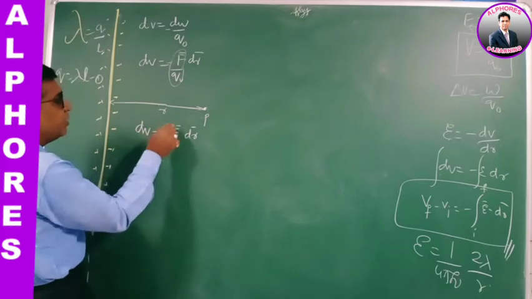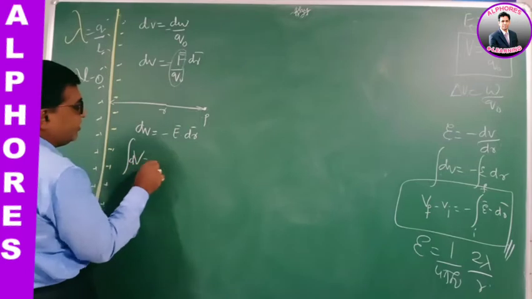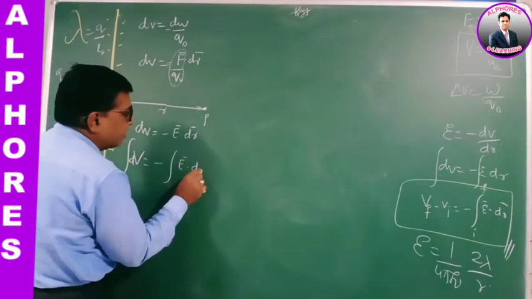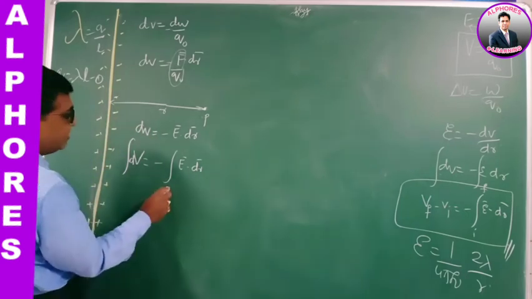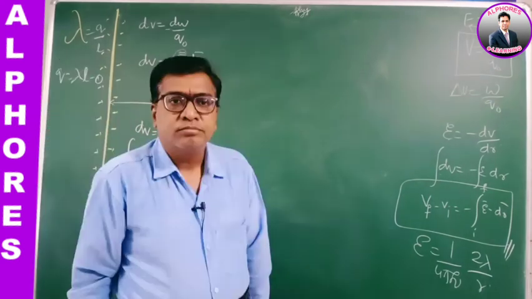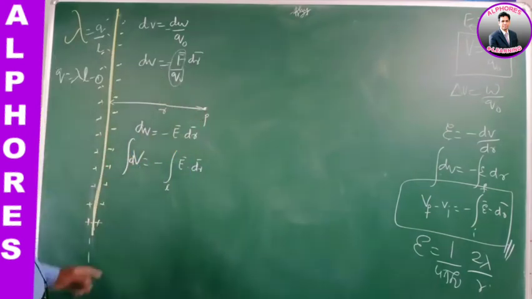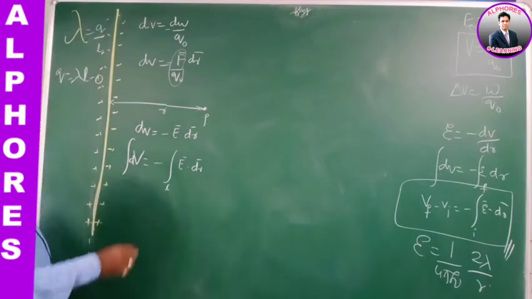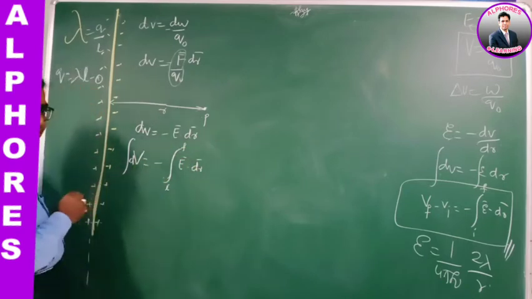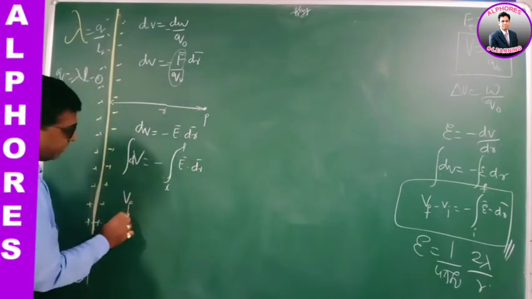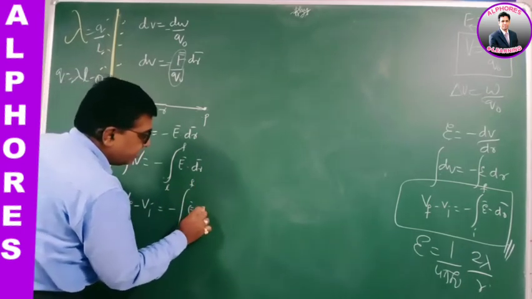So integrating on both sides, integral dV is minus integral E dot dr between the initial and final point. So integrating, V final minus V initial is minus the integral from initial to final of E dot dr.